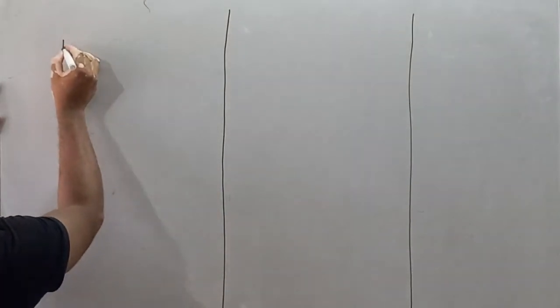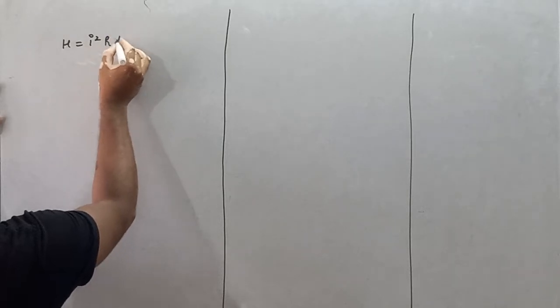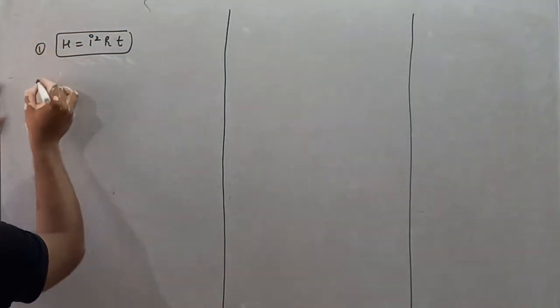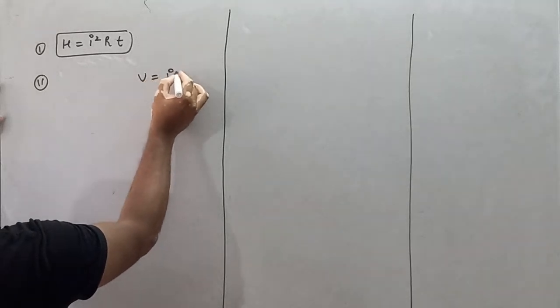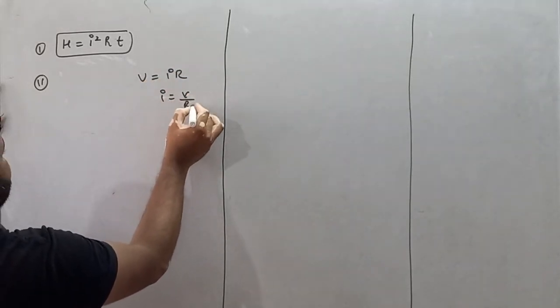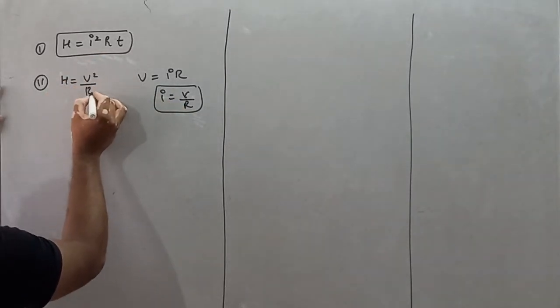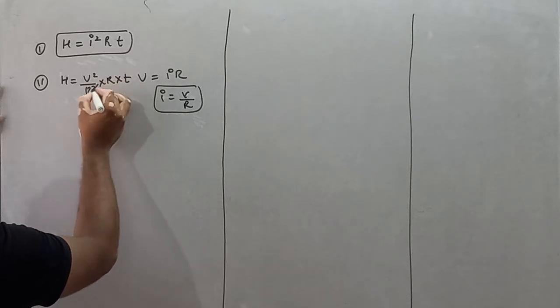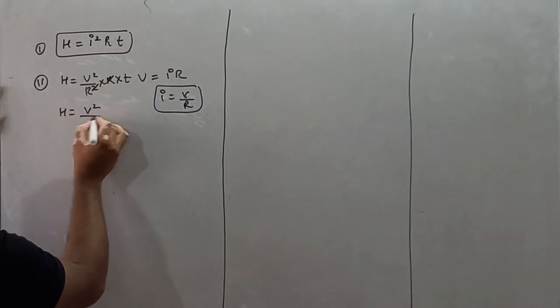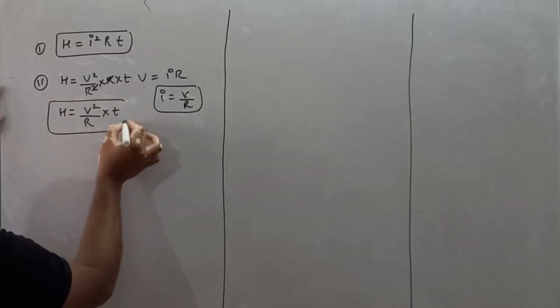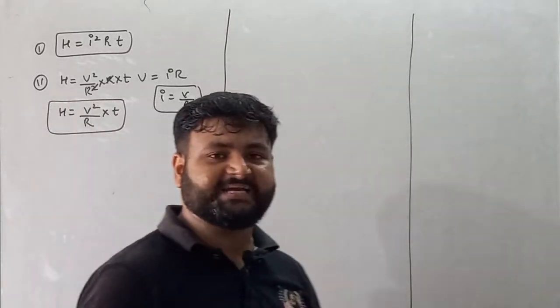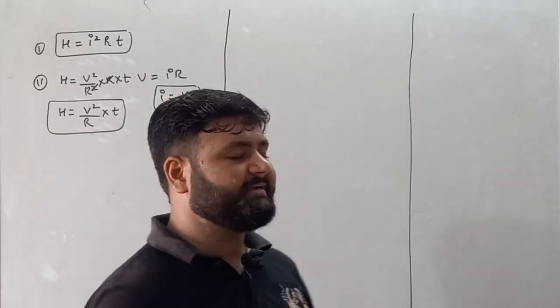In the last topic we discussed the heat dissipated by a resistor, which was given by Joule's law. It is H = I²RT. This is our first law. With the help of Ohm's law, V = IR, so I can also be written as V/R. So we can write H = V²/R² × R × T. One R gets cancelled, so it is V²/R × T. This is the second equation, or second formula, which is used in the process.